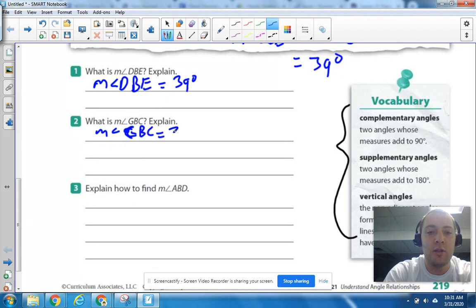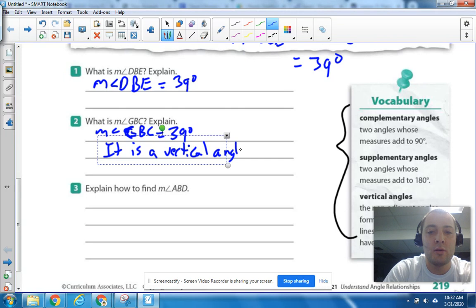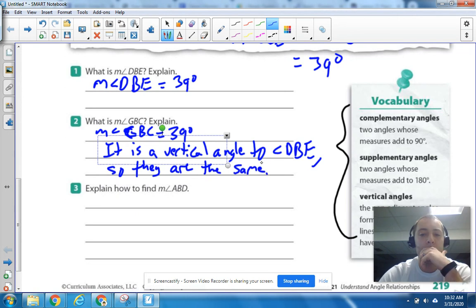GBC is 39 degrees because we have to explain, it is a vertical angle to angle DBE, so they are the same. All right. You can put that into your own words if you had different words as well.